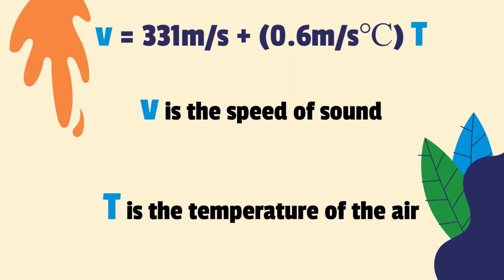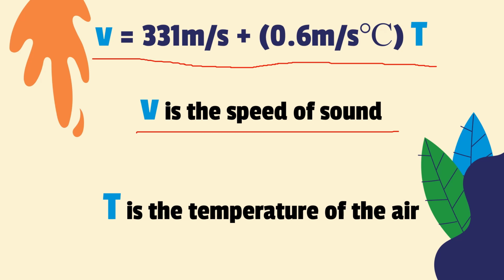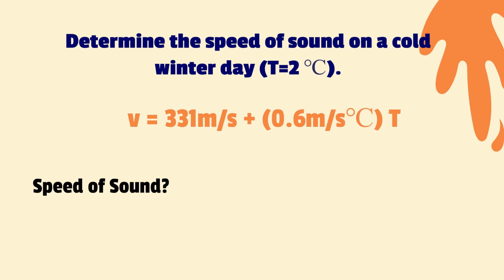So, you have to remember the formula for the speed of sound: V is equal to 331 meters per second plus 0.6 meters per second degrees Celsius multiplied by the temperature, which means that V is the speed of sound, while capital letter T is the temperature of the air. So, let us apply it in a sample problem.